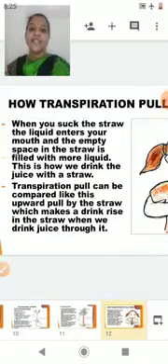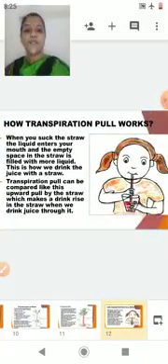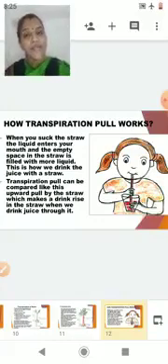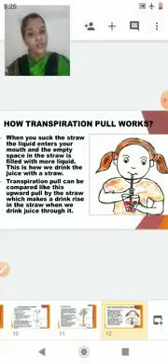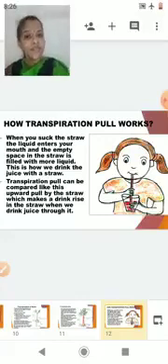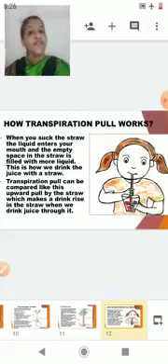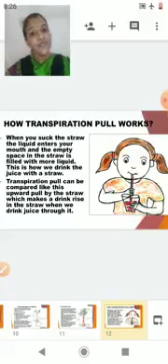Now, the next slide will explain to you how the transpiration pull works. It is similar to drinking juice with the help of a straw. When you suck the straw, the liquid enters your mouth and the empty space in the straw is filled with more liquid. This is how we drink juice with a straw. Transpiration pull can be compared like this: the upward pull by the straw makes the drink rise in the straw when we drink the juice through it.